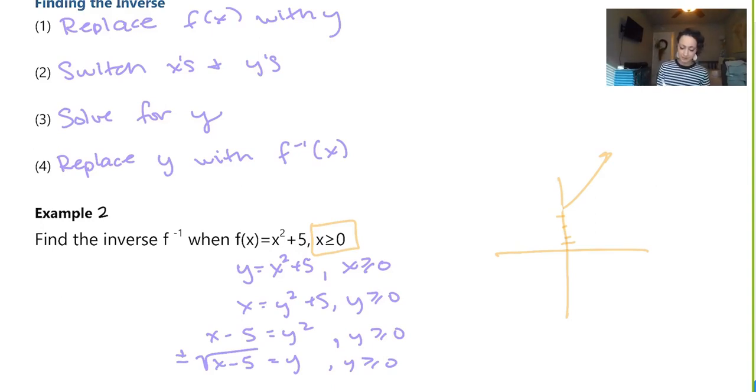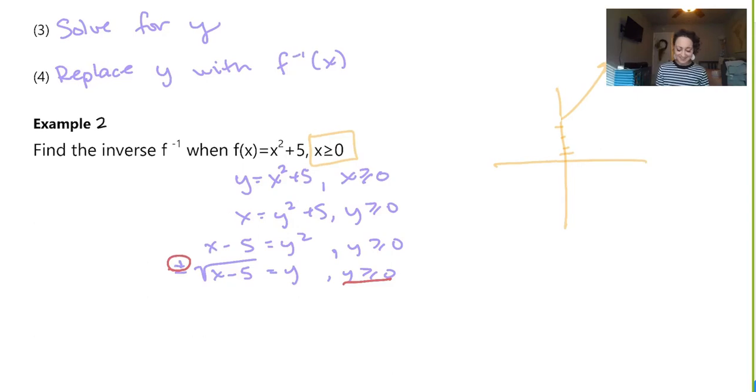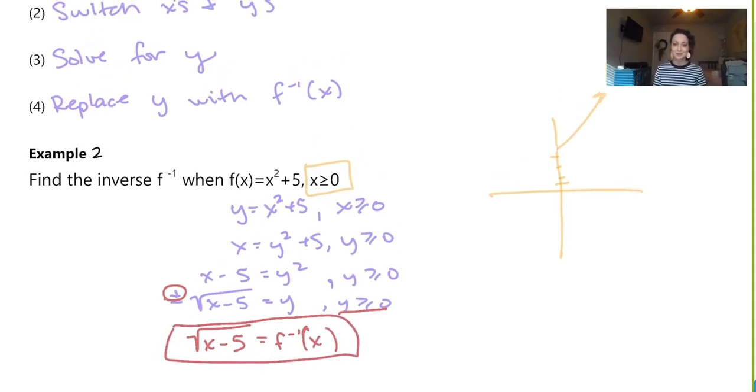So let's take a look. Let's come back here. We had that our y's need to be greater than or equal to 0. Well, if that's the case, I need to have just the positive here, correct? So my final answer, I'm going to have just positive square root of x minus 5. I'm dropping the negative. And I'm going to go ahead and do step 4 here, replace y with f inverse of x. And that's my final answer.